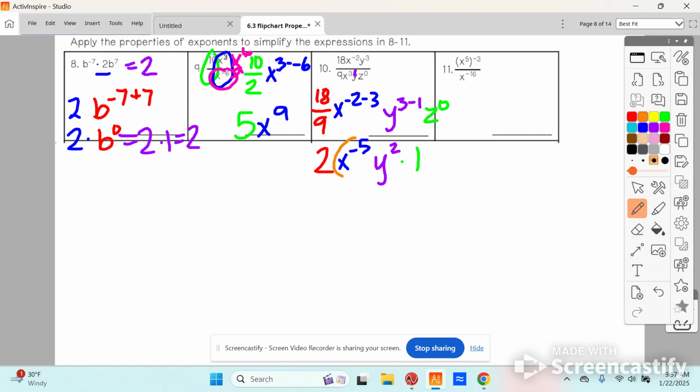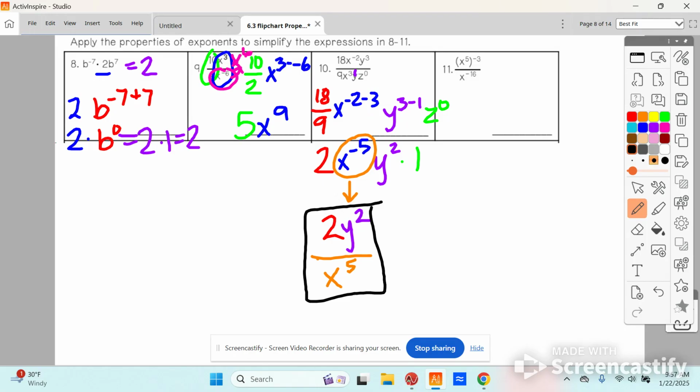I need to bring this x to the negative 5 down to the denominator in order to make it positive. So I have 2 y squared in the numerator, and my x to the positive 5 would be in the denominator. So this would be my final answer.